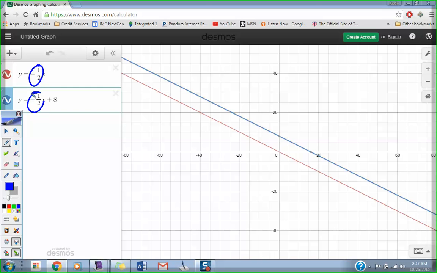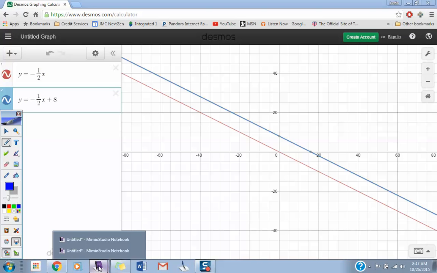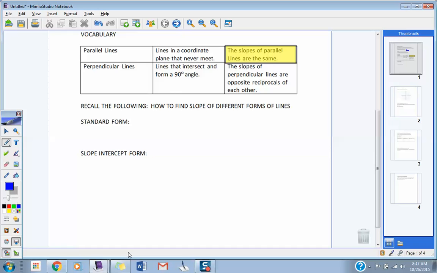So back in my notes right here, it says if you ever have parallel lines, lines that never meet, those equations are represented in such a way that the slopes are the same.